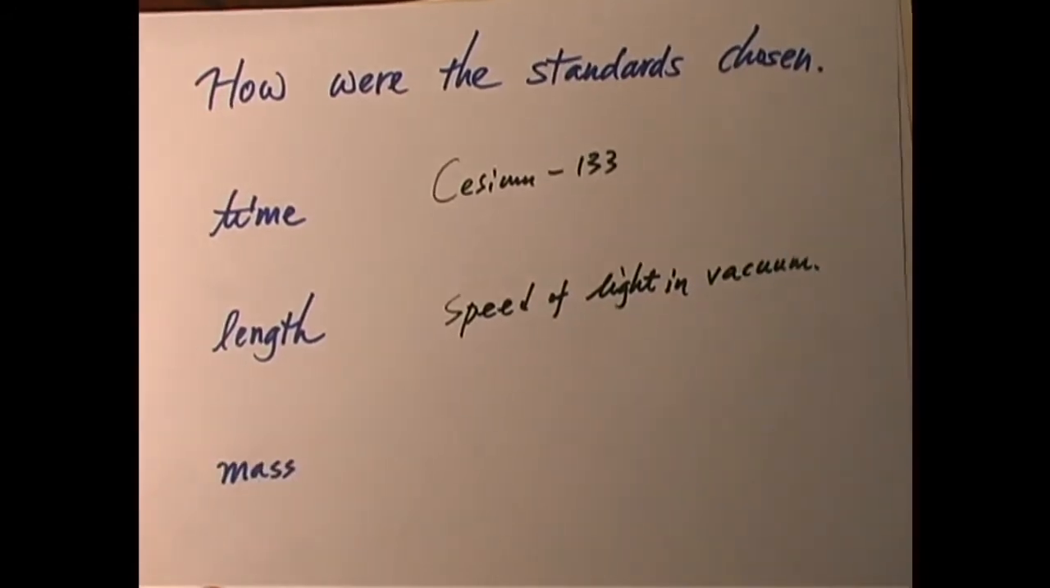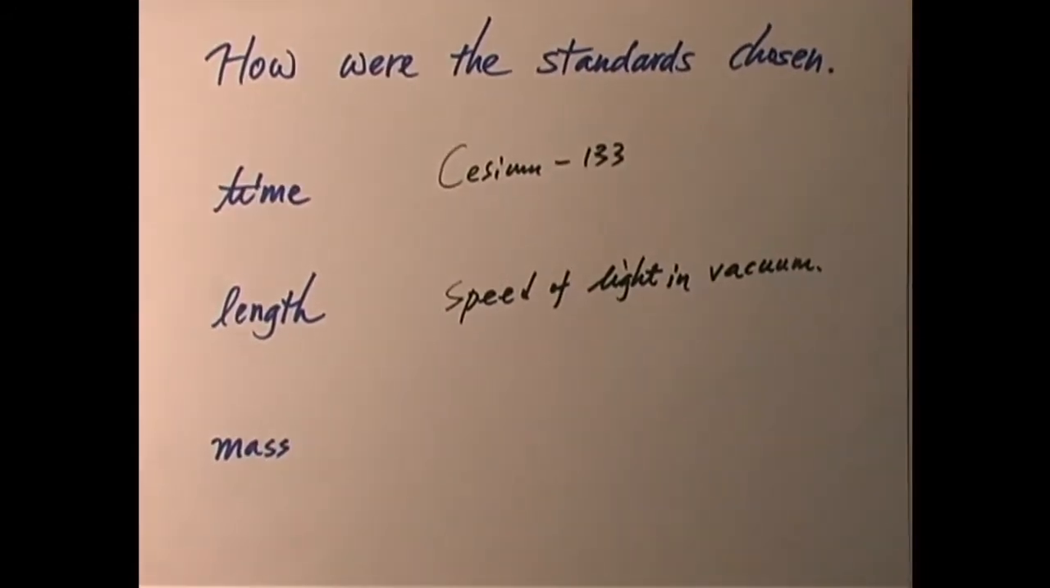Why is this a better definition? Well, first of all, it is tied to a universal constant, which is the speed of light in vacuum. So you never have a problem of reproduction. You can always recover that definition. It is not tied to a particular metal bar or anything like that, or anything on this planet for that matter. It's a universal standard.